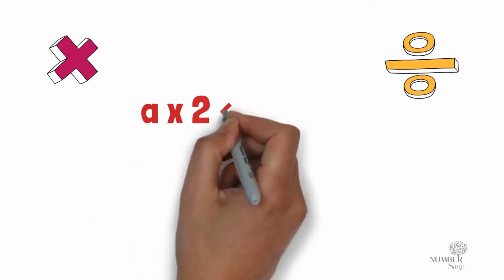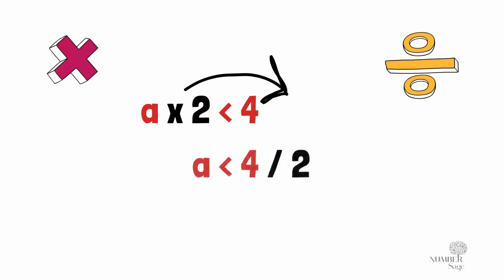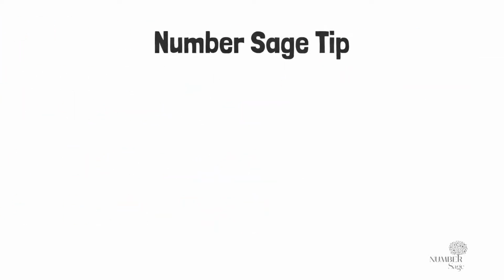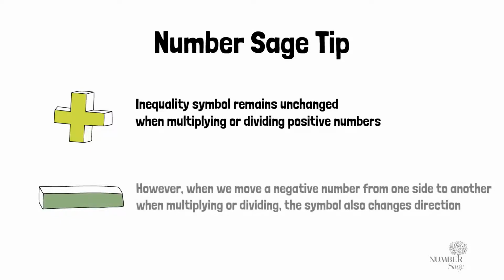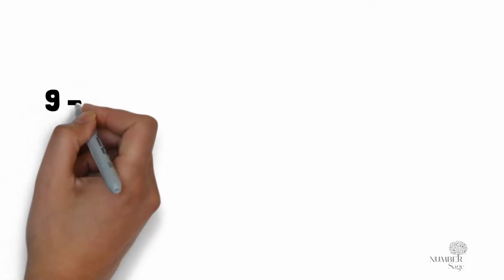The same happens when multiplying or dividing. For example, a times 2 is lesser than 4. To find a, we'll have to move the 2 to the other side. This will change the operation of 2 from times to divide, hence becoming a is lesser than 4 divided by 2. And finally, a is lesser than 2. Another tip over here is that the inequality symbol remains unchanged when multiplying or dividing positive numbers. However, when we move a negative number from one side to another, when multiplying or dividing, the symbol also changes direction.